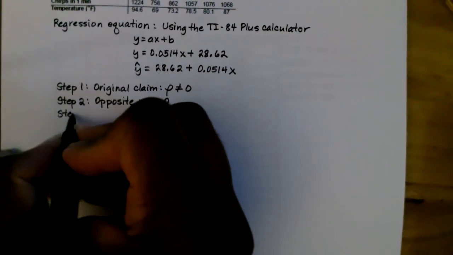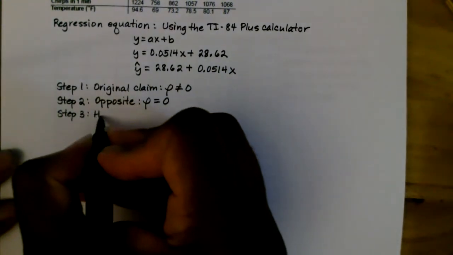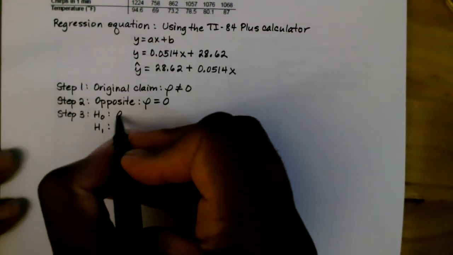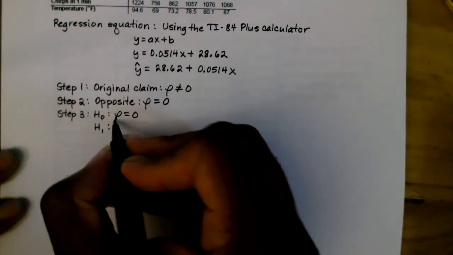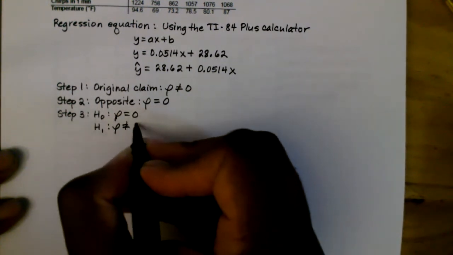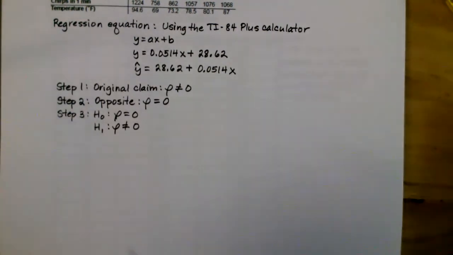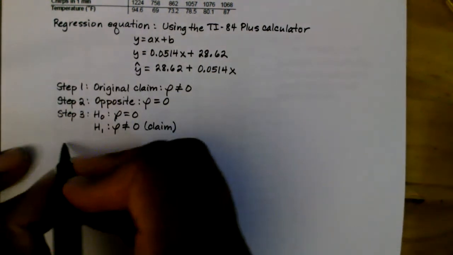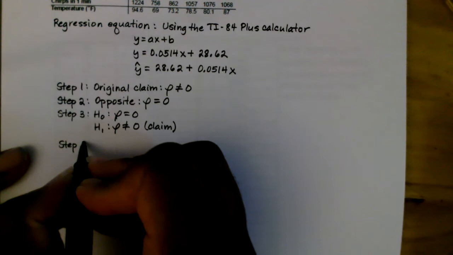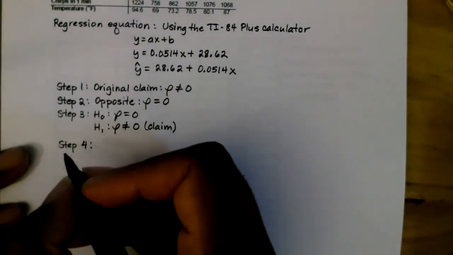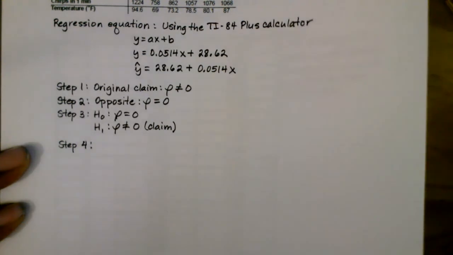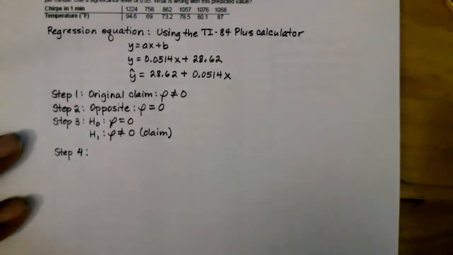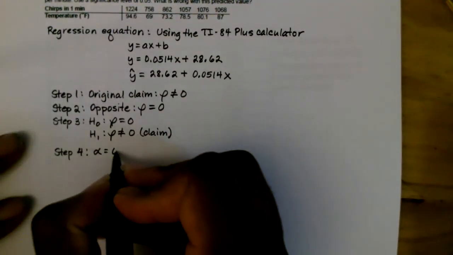Step number 3 is to identify the null and the alternative hypothesis from steps 1 and 2. The null has the equal sign, that's rho is equal to 0. The alternative has the not equal to, so that's rho is not equal to 0. And that's also going to be your claim. Now, step number 4 is your level of significance. And you're told to use a 0.05 level of significance in this problem. So alpha is equal to 0.05.